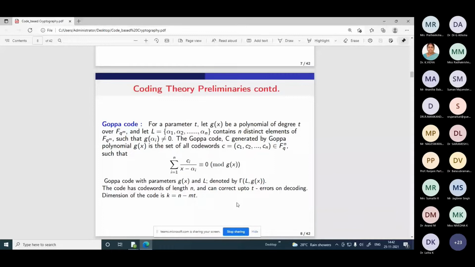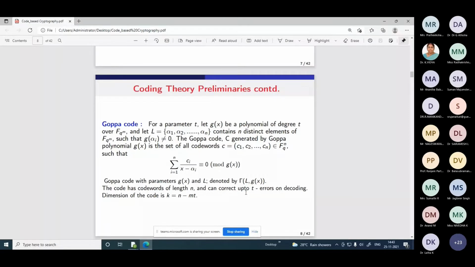So to generate a Goppa code, what are the parameters required? L and g of x. Good. g of x is a polynomial of degree t. Actually, we will be taking an irreducible polynomial. And L is nothing but the elements which are not roots of g of x. From that, you can construct the Goppa code.